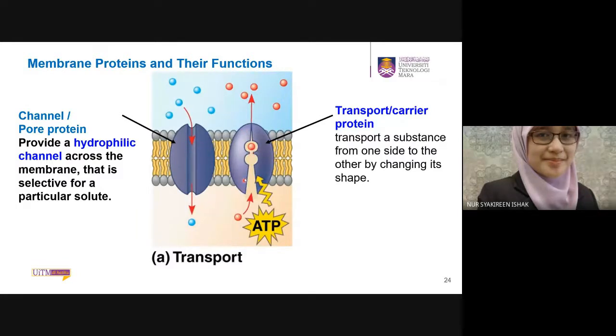So in this case, the carrier protein involves the movement of solute from low concentration to high concentration. This is a type of active transport that requires energy from ATP. So highlight here, for carrier protein, it involves the protein changing shape to move solute across the membrane.